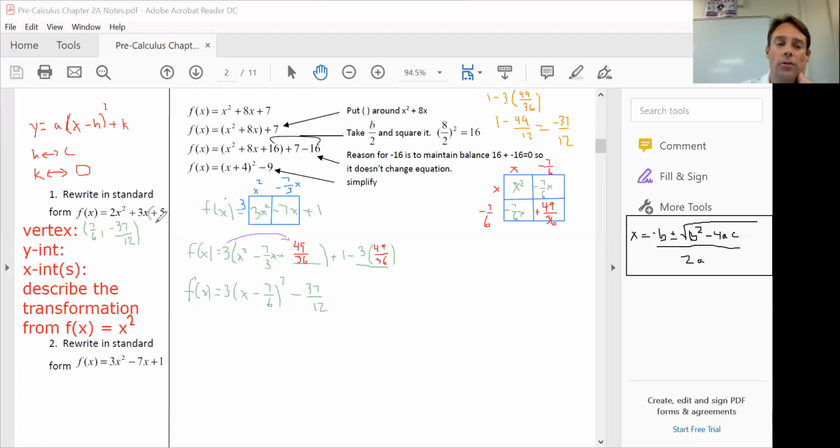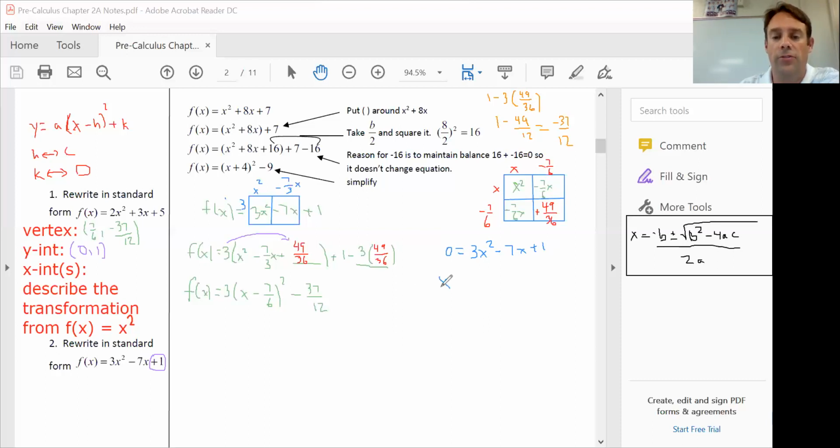All right, here we go. My y-intercept. Not the right equation. Better equation. 0, 1. To figure out my x-intercepts, time for a little bit of quadratic formula. So 0 equals 3x squared minus 7x plus 1.